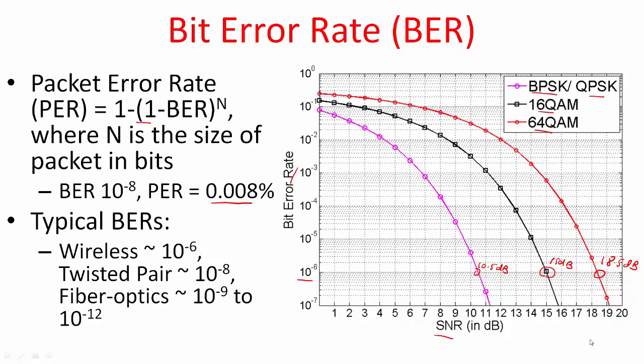Now different physical media have different bit error rates. By the way, these are typical values. As I said, it's definitely a function of the modulation scheme that you are using. But roughly, wireless bit error rates are of the order of 10 to the power of minus 6. The twisted pair is 10 to the power of minus 8. Fiber optics is very good. It's of the order of 10 to the power of minus 9 to 10 to the power of minus 12.